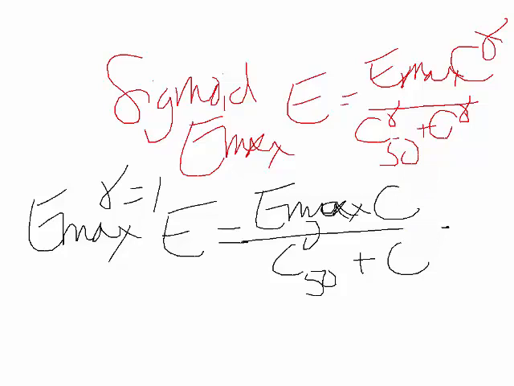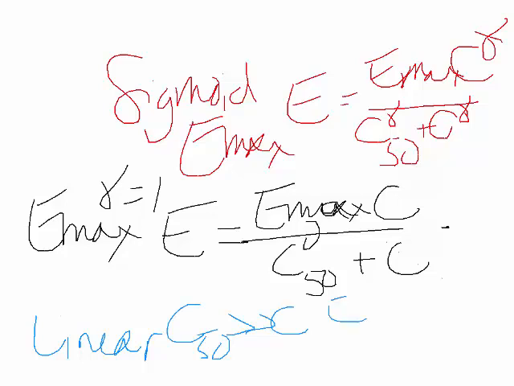Okay, and then finally we have the linear model. And here, that's when the C50 is much greater than the concentrations that we achieve. So this falls out. So we have E is equal to Emax over C50 times concentration. Okay, so hopefully you understand all of those.